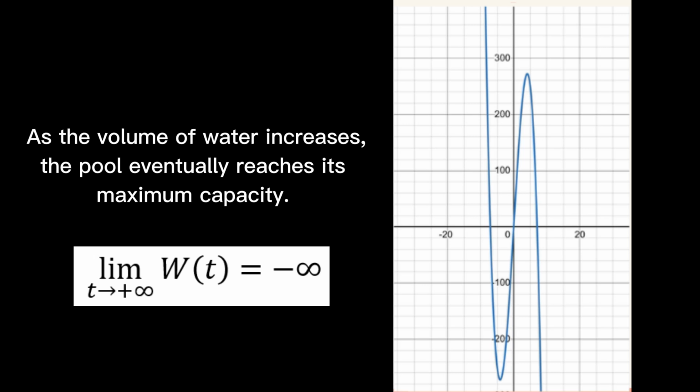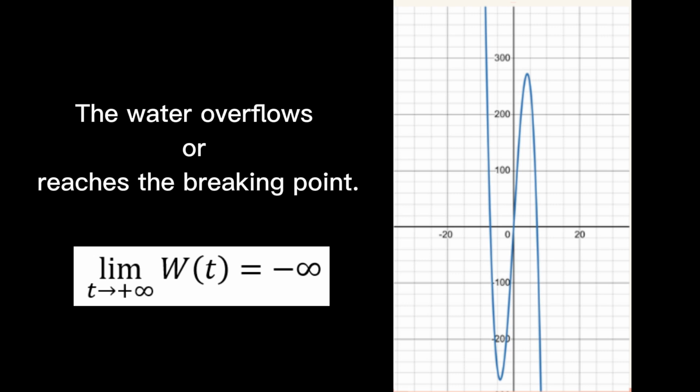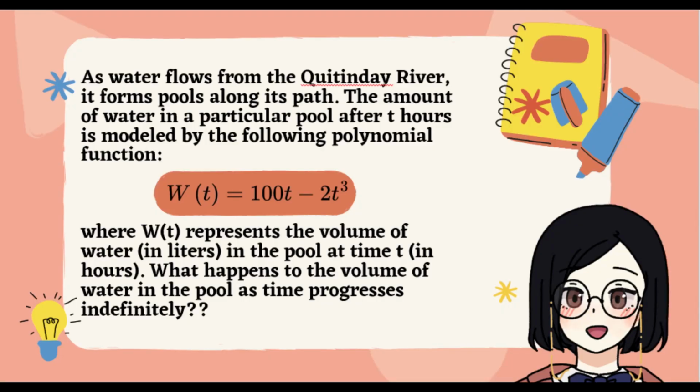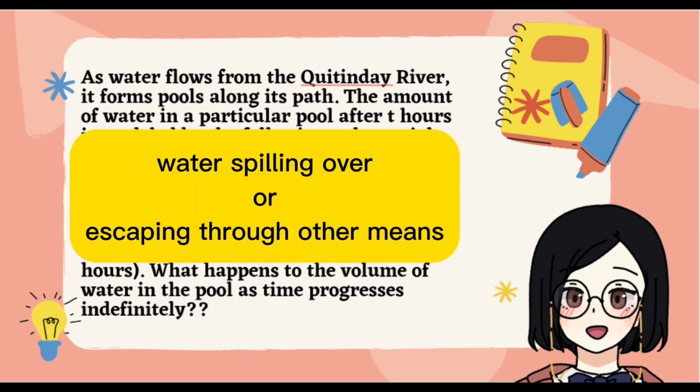Keep in mind that the natural pool has a limited capacity. As the volume of water increases, the pool eventually reaches its maximum capacity. Beyond this point, as time progresses, the pool could begin to overflow or reach a breaking point. In this scenario, the limit approaching negative infinity suggests that the volume continues to decrease after the pool reaches its maximum capacity, possibly due to water spilling over or escaping through other means.